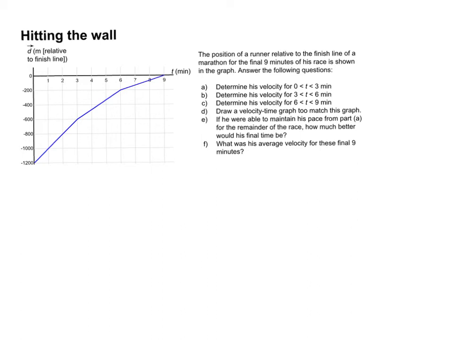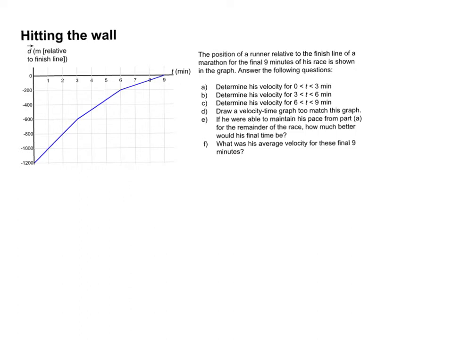Hitting the wall. This refers to when a runner or an endurance athlete runs out of energy, runs out of glycogen in their muscles, and it's tough for them to keep going. They have to now rely on using fat for energy, which is a much slower process. So they're probably not going to be able to run as fast or cycle or whatever it is they're doing. And it's really frustrating. It usually happens in really long races, such as the marathon. So let's answer these questions here.